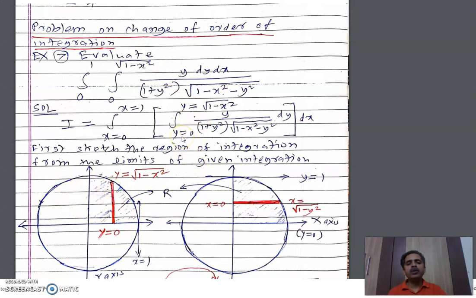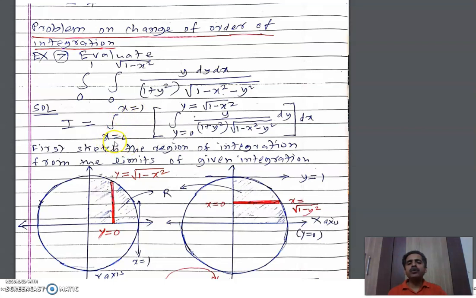The bottom end is at y equal to 0, that is on the x-axis, and the top end is on the circle, the positive part of the circle, y equal under root of 1 minus x square, so it is placed here. That means we consider a vertical strip whose bottom end is on the x-axis and top end touches the circle. Now, what is the significance of the limits x equal to 0 and x equal to 1?